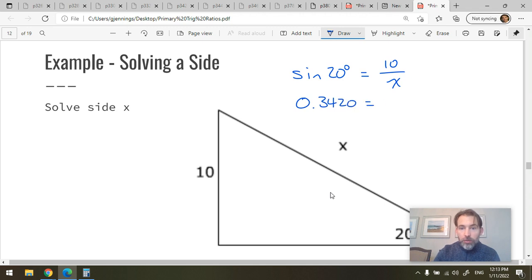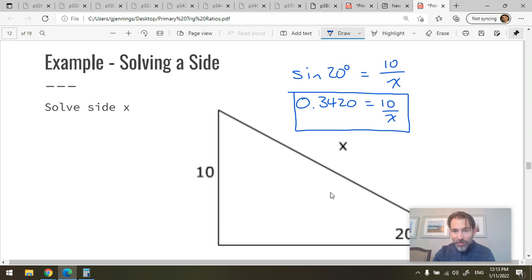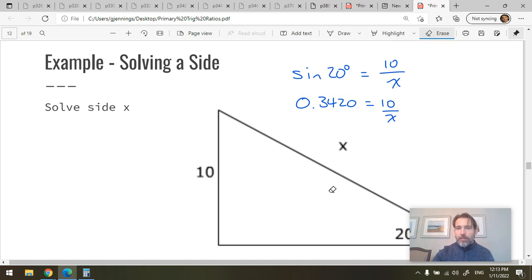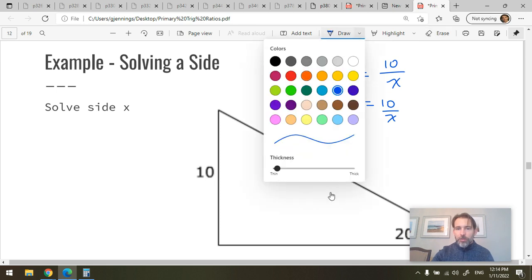0.3420 is equal to 10 divided by x. Okay, this is an equation that if I solve it for x, I will know this value, x, right? Now to solve that, what I'm going to need to do is isolate x. I want x equals something. To get that, I am going to do some inverse operations.